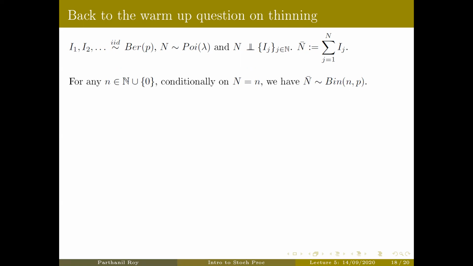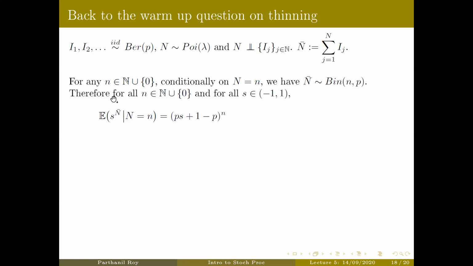Now this is true both when n is 0 and when n is a positive integer. Because when small n is 0, then capital N takes the value 0, and therefore capital N bar also takes the value 0. And that's our convention for binomial 0 comma p. This is why we chose that convention. On the other hand, when capital N takes a positive integer value small n, then obviously N bar is a sum of small n many IID Bernoulli p random variables, and hence it follows a binomial distribution with parameters n comma p.